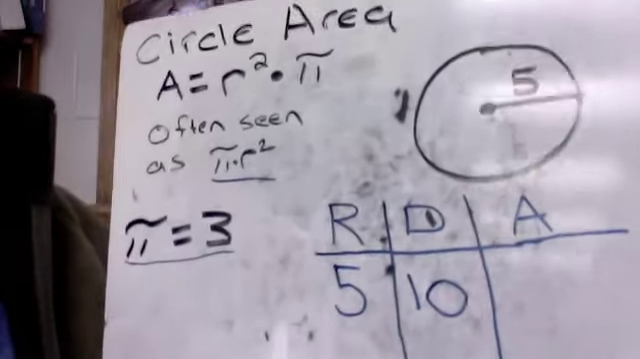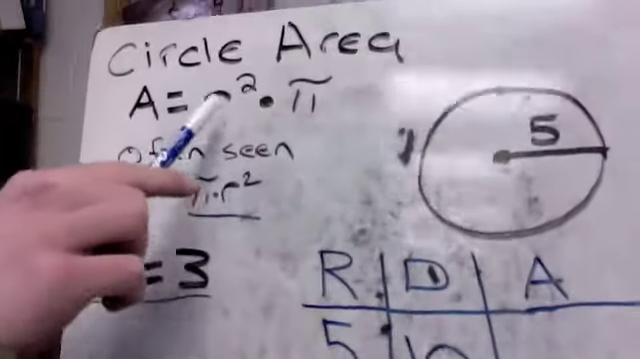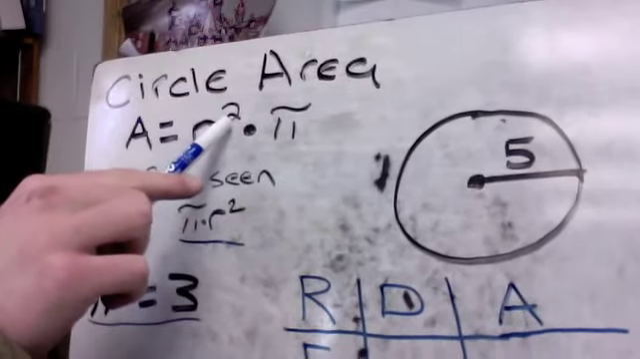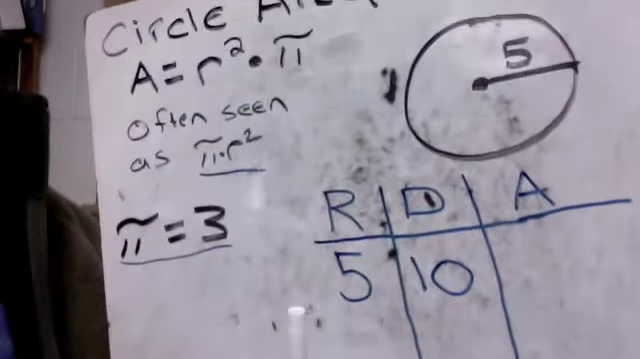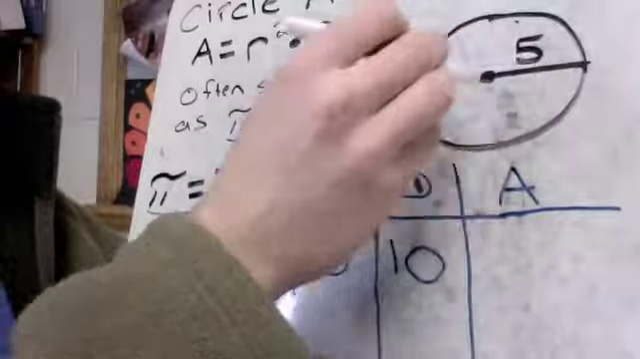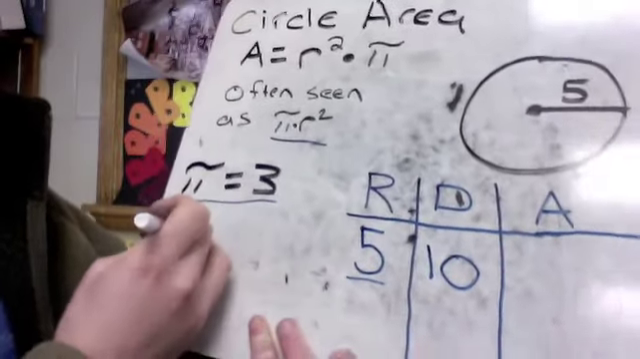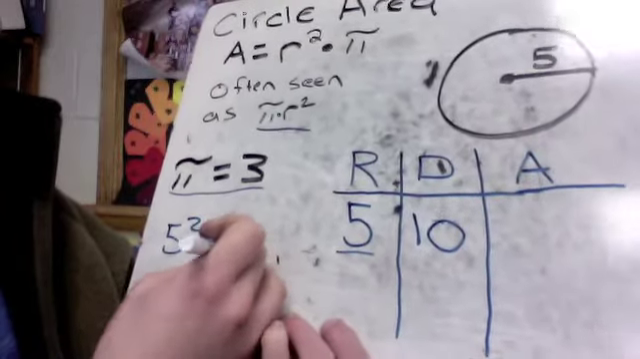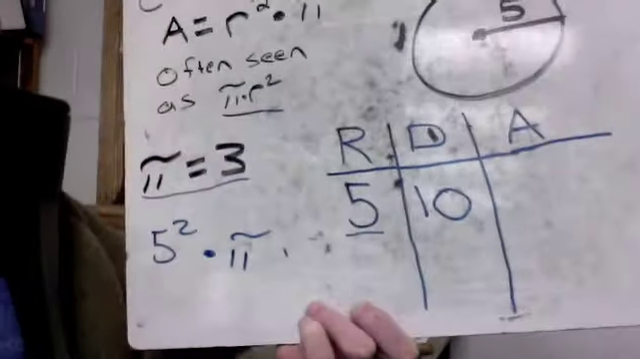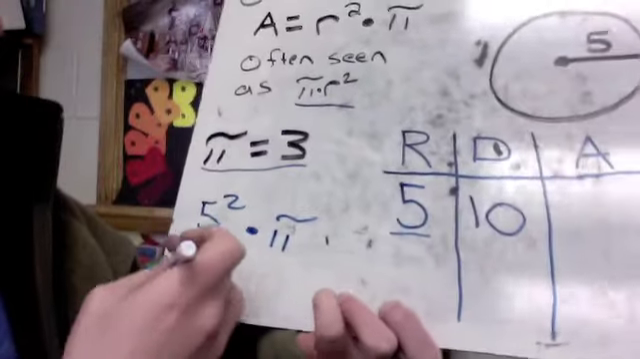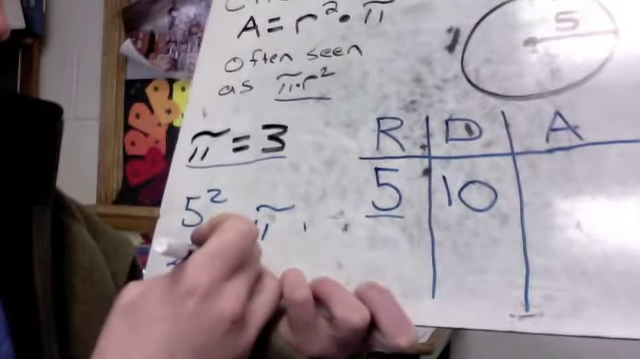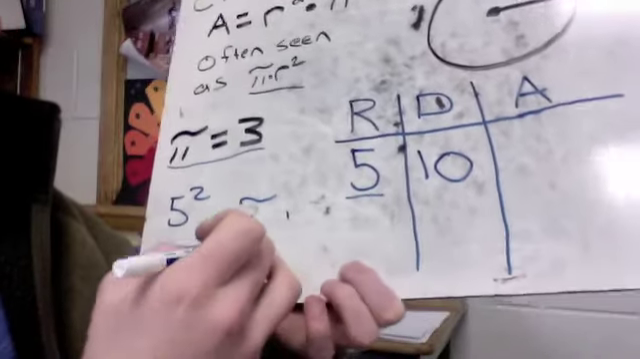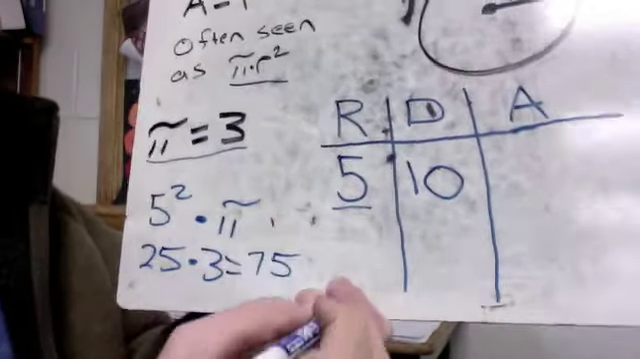Now we just need the area, which is radius to the second power times pi. So our radius in this case is 5. So we need 5 to the second power, and then we need to times it by pi. So to shorten this up, 5 to the second power is 25. Pi is 3. We're always going to use 3 for pi. So the area of our circle is going to be 75.